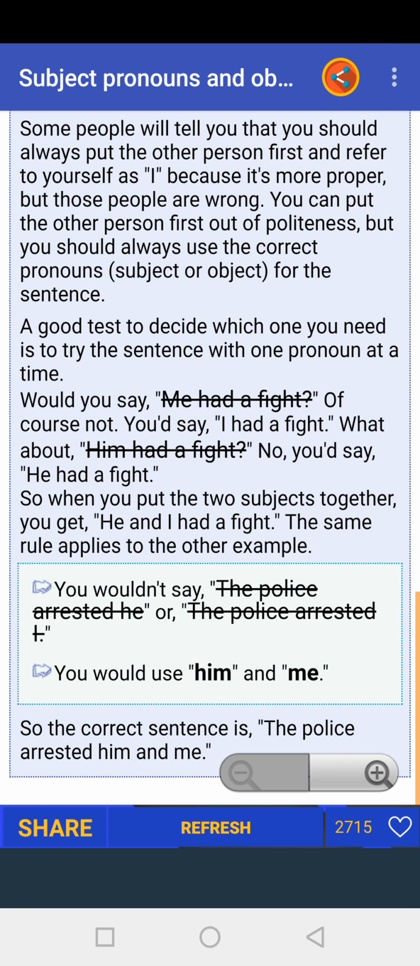So here we see another example. You wouldn't say the police arrested he or the police arrested I, but you would use him and me. The police arrested him. The police arrested me. And the correct answer is the police arrested him and me.